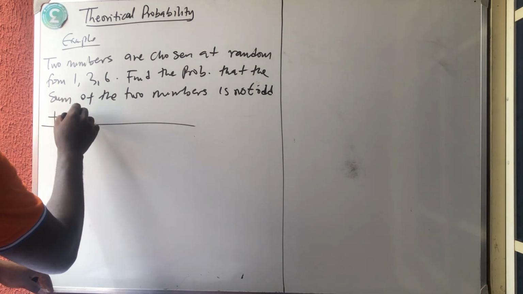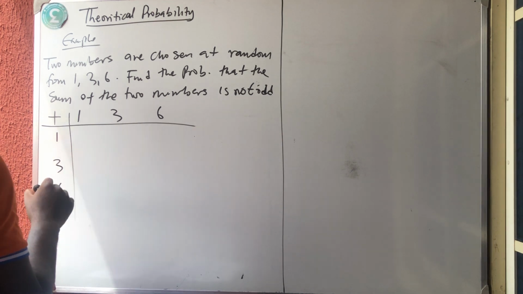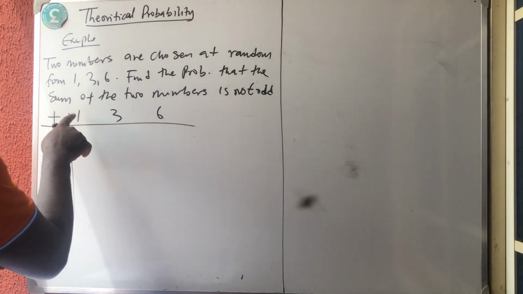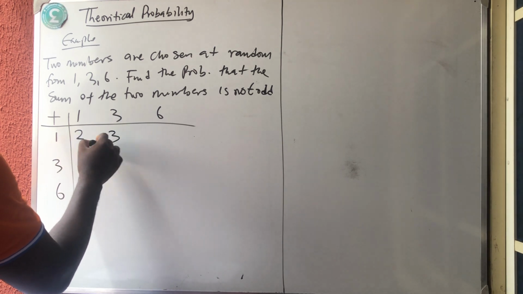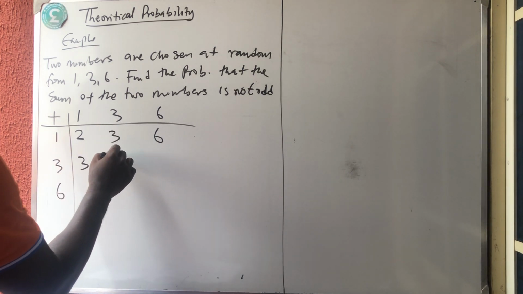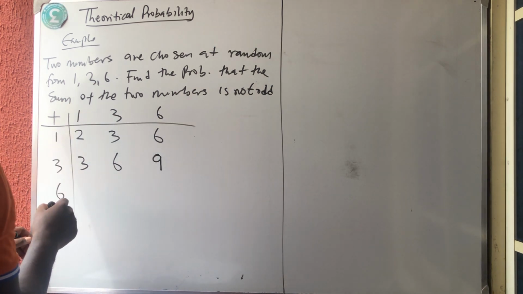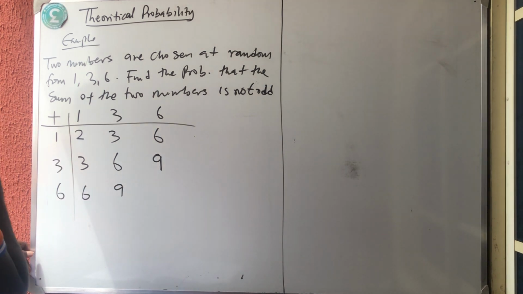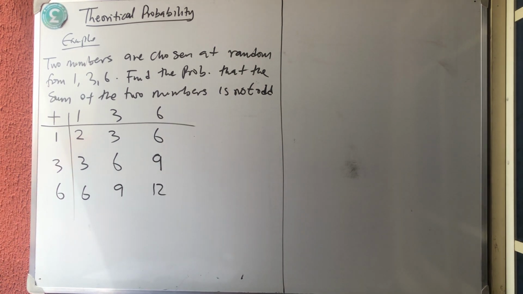We are to add 1, 3 and 6, the same numbers again, 1, 3 and 6. Let's get their sum. From there we'll now know the ones that are not odd. So I'm having 1 plus 1, 2; 1 plus 3, 4; 1 plus 6, 7; 3 plus 1, 4; 3 plus 3, 6; 3 plus 6, 9; 6 plus 1, 7; 6 plus 3, 9; 6 plus 6, 12. Okay, now the ones that are not odd, how many are they?